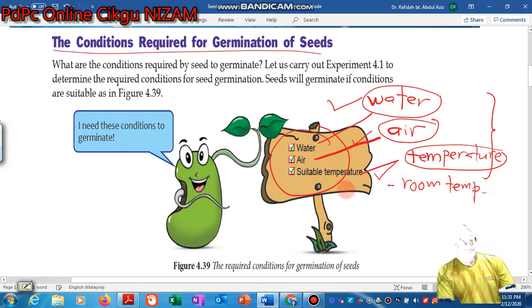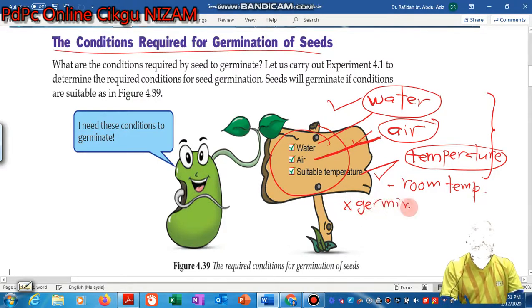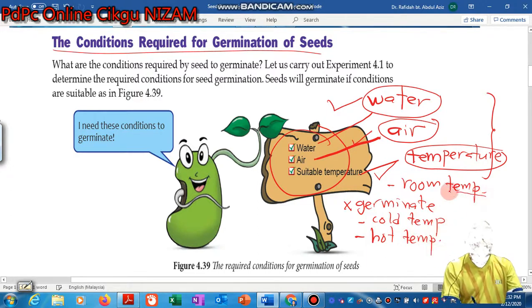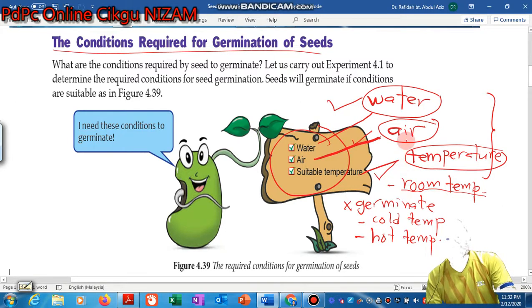Okay, so this is a suitable temperature because most of the seed cannot germinate in cold temperature and also in hot temperature. So the suitable temperature for seed to germinate must be room temperature. Okay, so that is the condition required for the germination of seed.